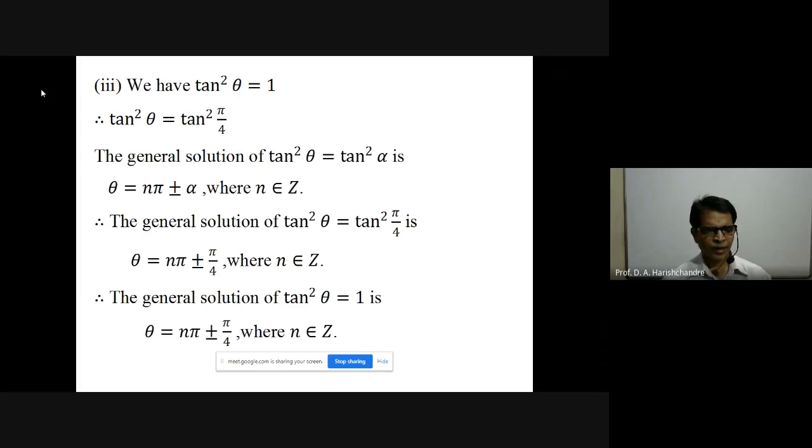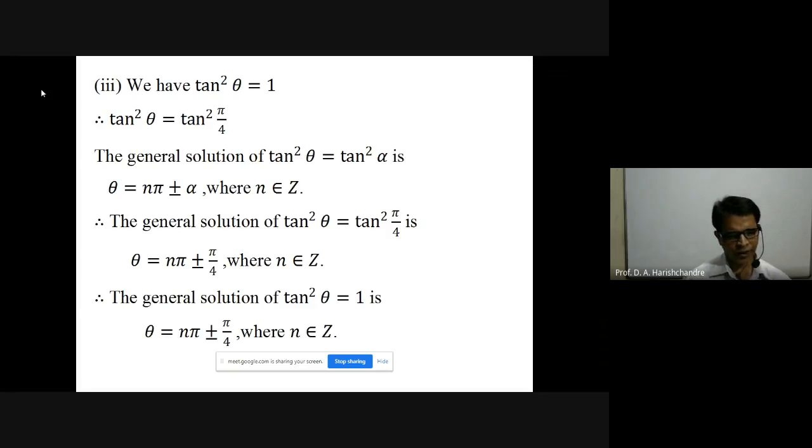Next, we have tan square theta is equal to 1. This is the given trigonometric equation. Again we know that the value of tan pi by 4 is 1, so that 1 on the right hand side can be replaced by tan pi by 4. But we know that 1 can also be written as 1 square, and hence tan pi by 4 can also be written as tan square pi by 4. So our trigonometric equation transforms into the form tan square theta is equal to tan square pi by 4.